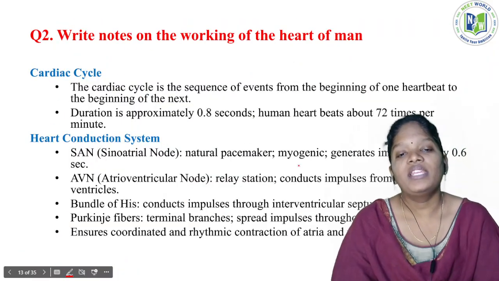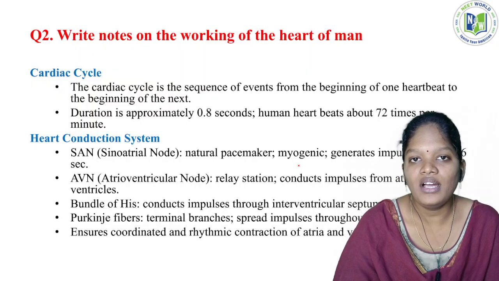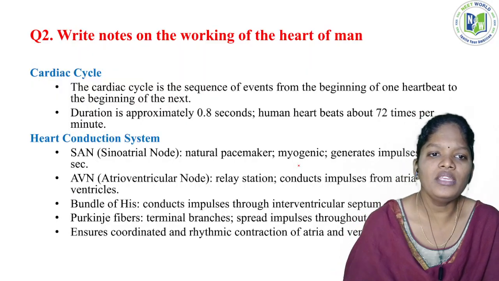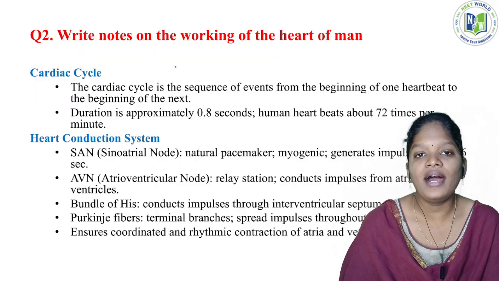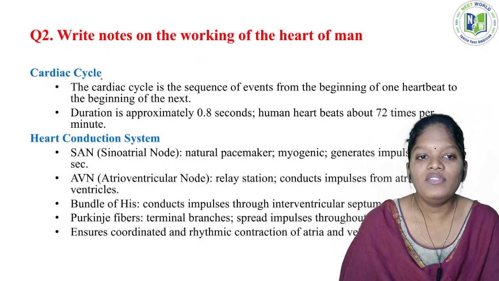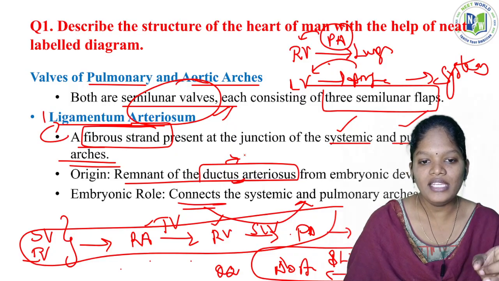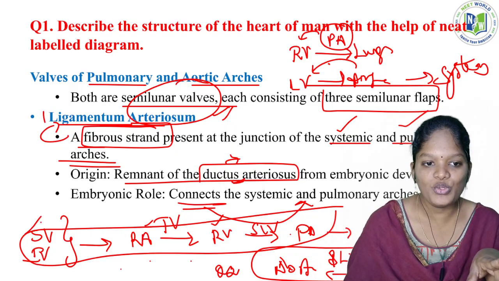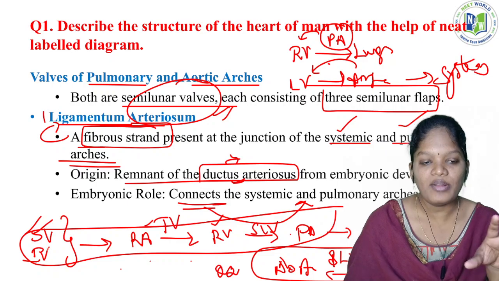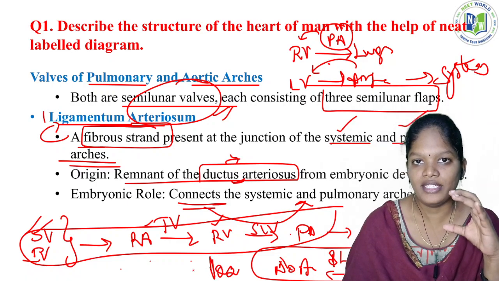Now, the working of the heart of man. Write notes on the working of the heart of man: the cardiac cycle, how the heart works, what the working principle of the heart is. We call that particular cycle a cardiac cycle. One cardiac cycle includes all these functions, from the superior vena cava to the aorta.